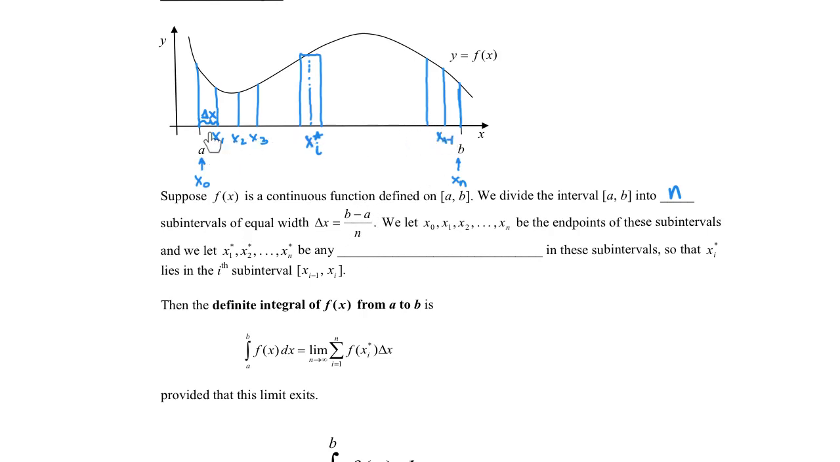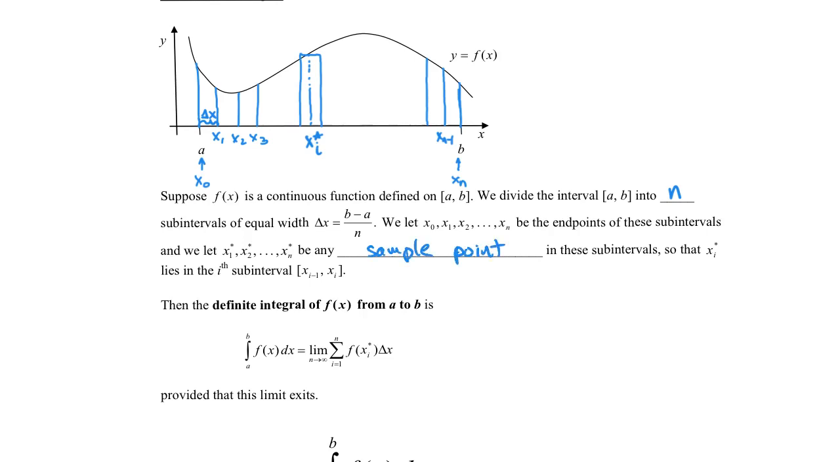There's going to be n rectangles, so each one of these rectangles would have a width of delta x, which is (b minus a) over n. And then we let these points be the endpoints of these subintervals. So each one of these little rectangle bases is a subinterval. And we let these x sub 1 star, x sub 2 star, etc., be any sample points in these subintervals. So it's just a sample point.